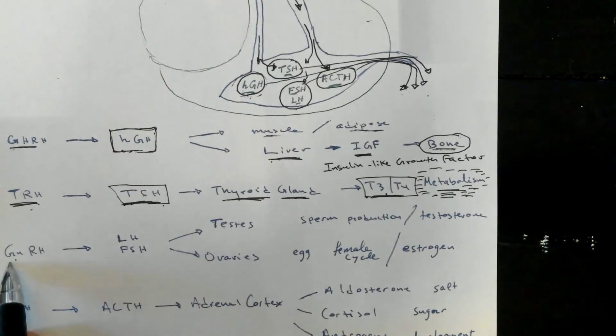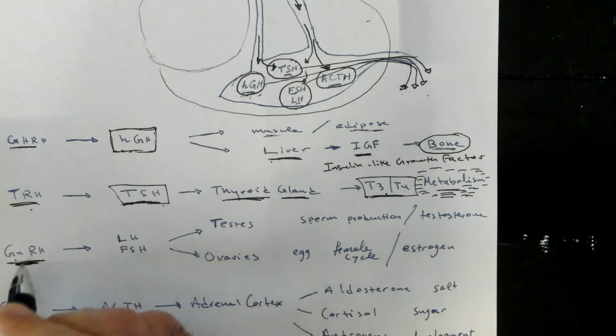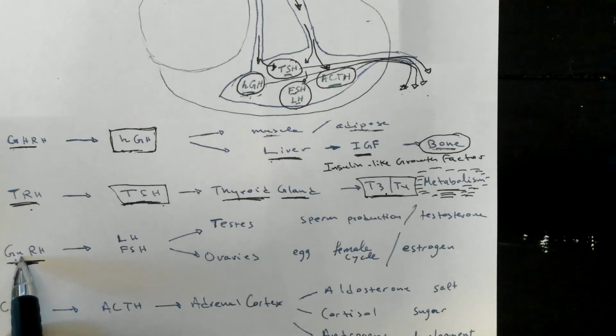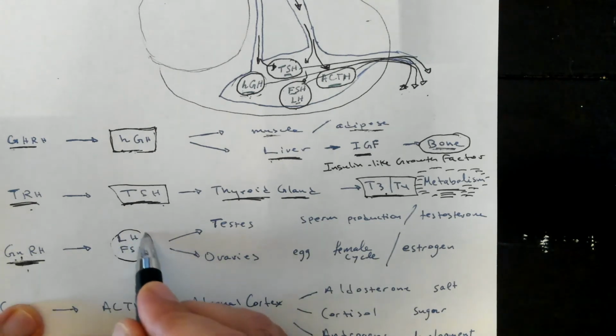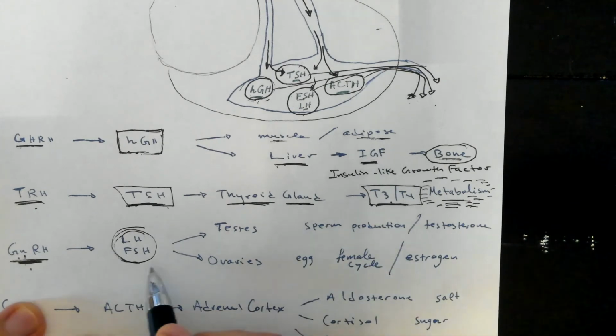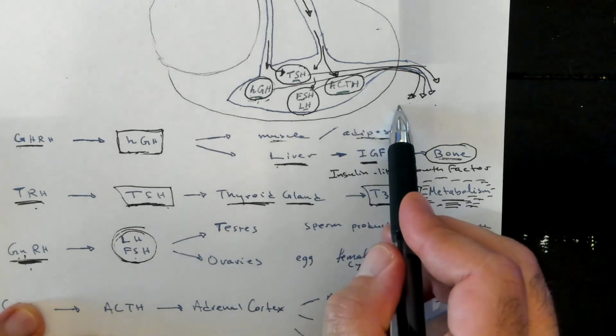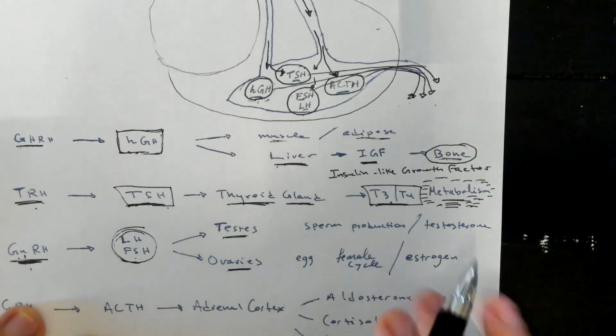Gonadotropin releasing hormone, right? Think about the word gonad, gonadotropin. It's telling you something based on that name. So gonadotropin releasing hormone from the hypothalamus gives us LH and FSH from the pituitary gland. And this LH and FSH goes systemic. Where does it go? It goes to the testes and ovaries.